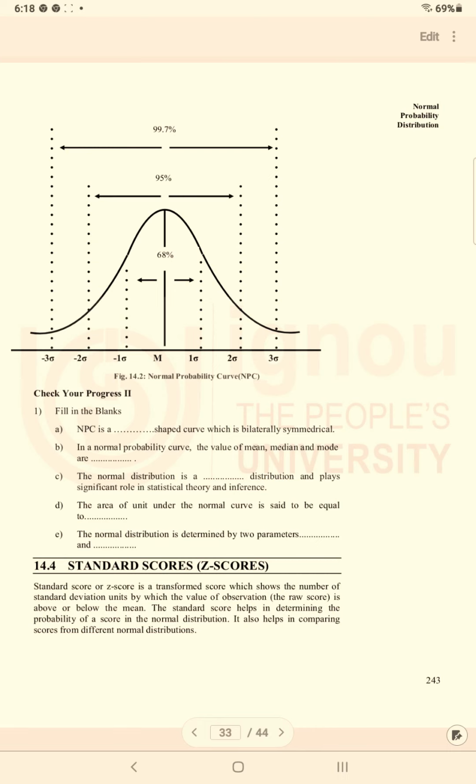The standard score, or z-score, is a transformed score which shows the number of standard deviation units by which the value of an observation, the raw score, is above or below the mean. The standard score helps in determining the probability of a score in the normal distribution. It also helps in comparing scores from different normal distributions.